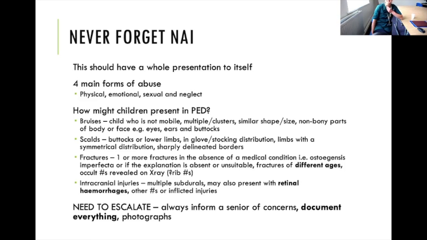How might they present to A&E? Often the main thing that we pick up on is a delayed presentation, changing stories, but also just on examination. It might be that a child's come in for a bronchiolitis, but you notice that there's bruises on a child that's not mobile, so it's very odd to be getting bumps and bruises to the shins and the knees and the elbows in a little one that cannot even roll over yet. Also if they're multiple or clusters, so sometimes they can even look like a petechial rash.